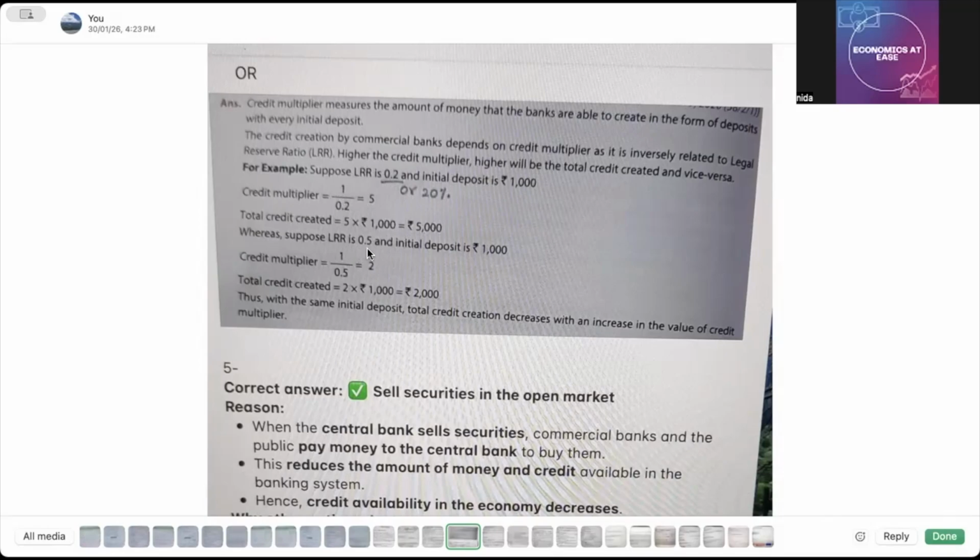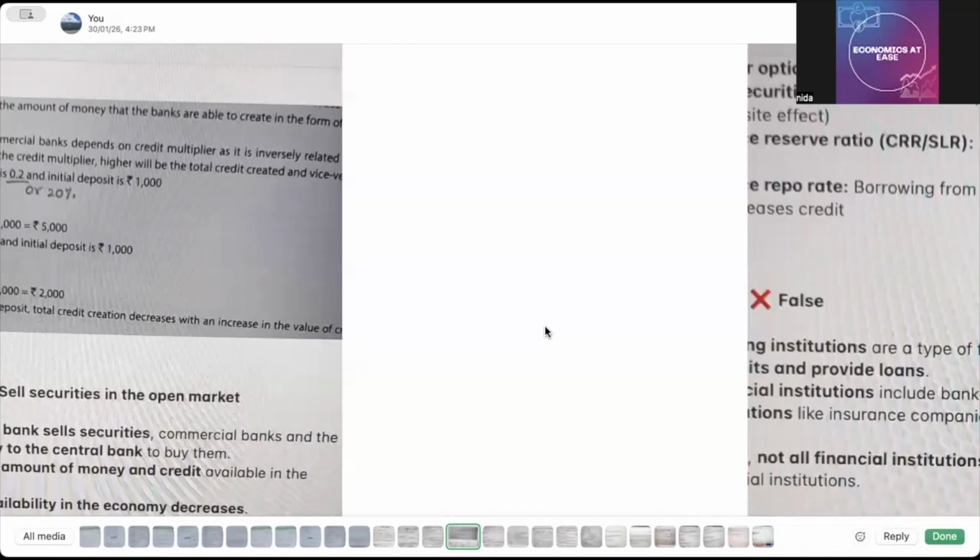Whereas suppose now your LRR is 0.5 and initial deposit was 1000. So first of all, what will you do? Credit multiplier equals, you will write the complete formula, 1 upon LRR, that is 1 upon 0.5 in this question. So you will get 2, that is the multiplier is 2. So 2 into initial deposit, you will get 2000. Then the correct answer for question number 5: to reduce credit availability in the economy, the central bank may sell securities in the open market, and the reason is also being given.